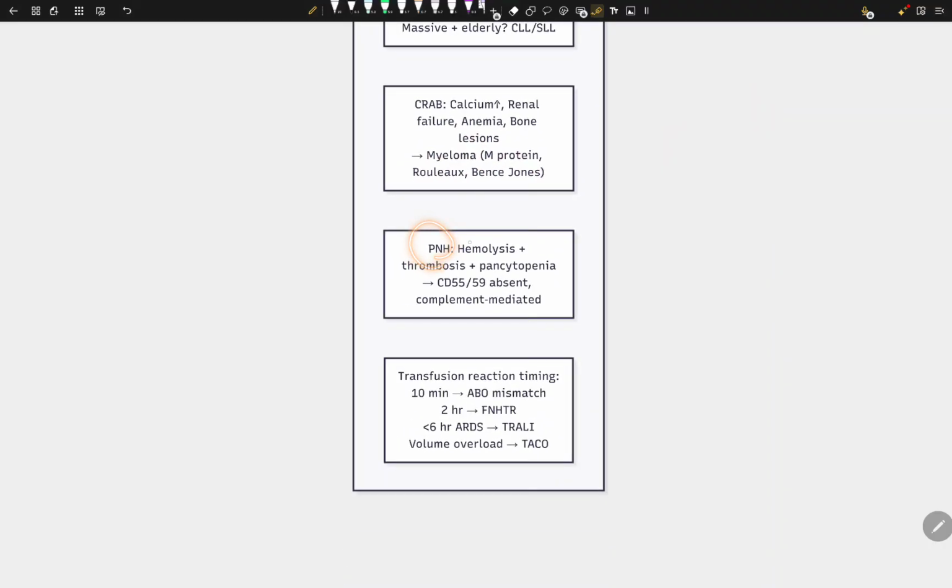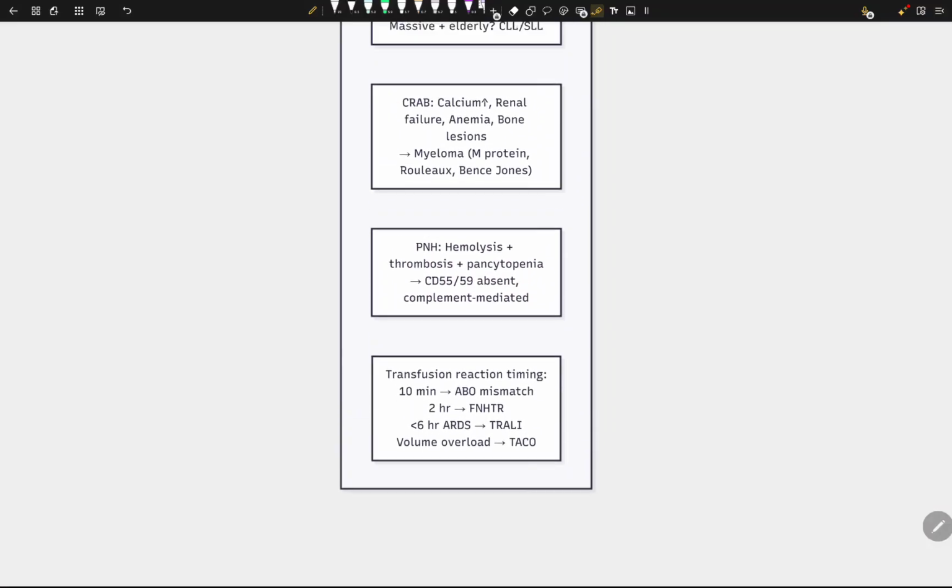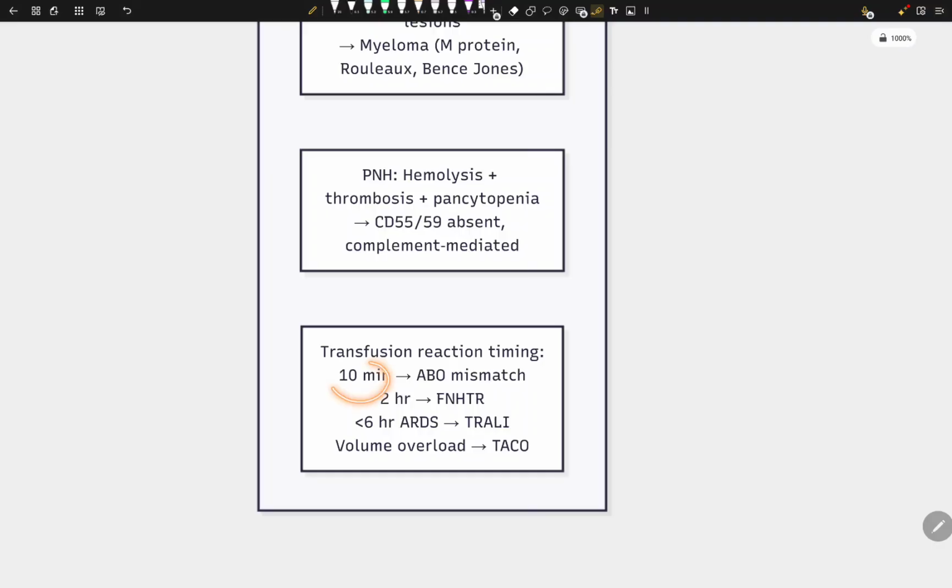PNH: hemolysis, thrombosis, pancytopenia, CD55 and 59 absent, complement mediated, because CD55 and 59 are actually inhibitors of MAC. Transfusion reactions: if it's 10 minutes, we have ABO mismatch, very bad. If it's 2 hours, we have FNHTR.